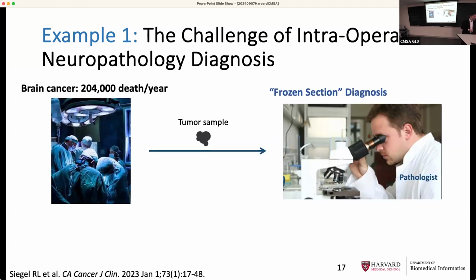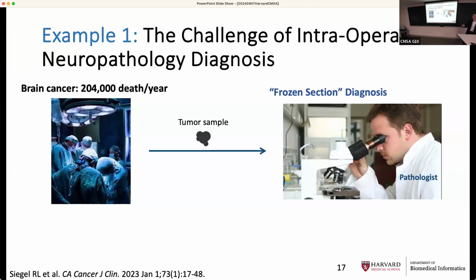And suppose the sample we obtain is truly a tumor sample, then another important thing pathologists need to determine on the fly would be what's the extent of the tumor, what's the boundary of the tumor, because we want to cut off as much tumor as possible that would be beneficial to the patient prognosis.